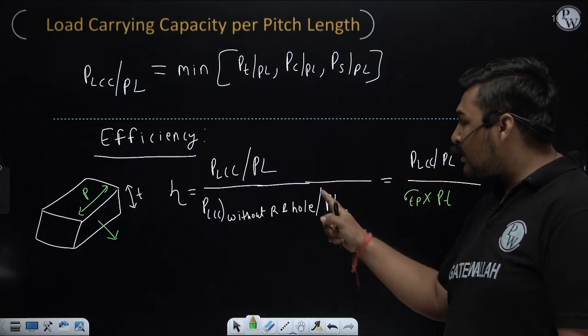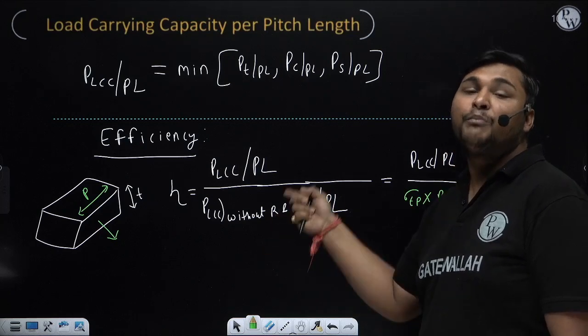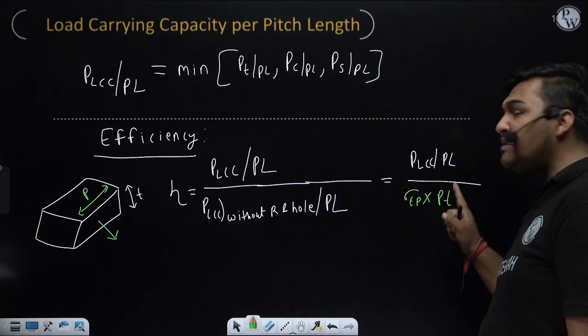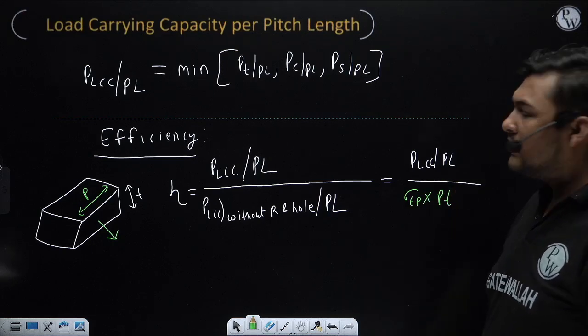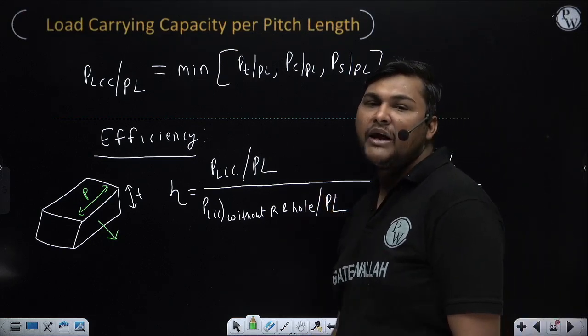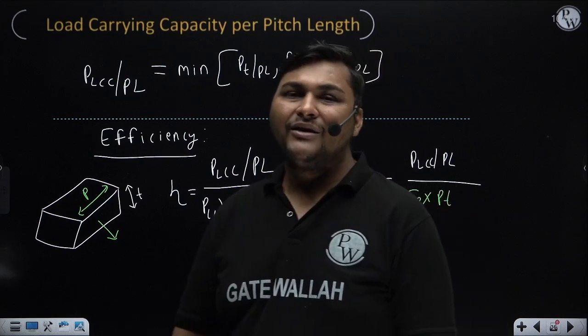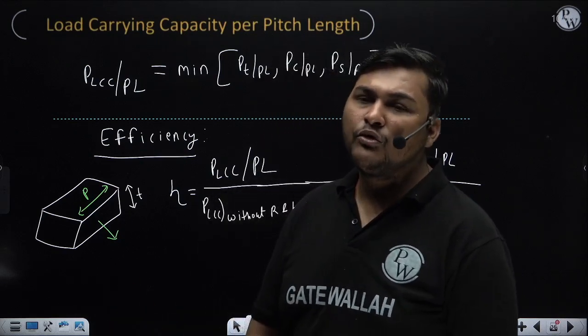But if you are calculating load carrying capacity without rivet and hole per pitch length, instead of w, the pitch distance p will come, that is, it will be sigma tp into p into t. From this formula we can calculate the efficiency of the joint. Based on this, we will solve some questions.